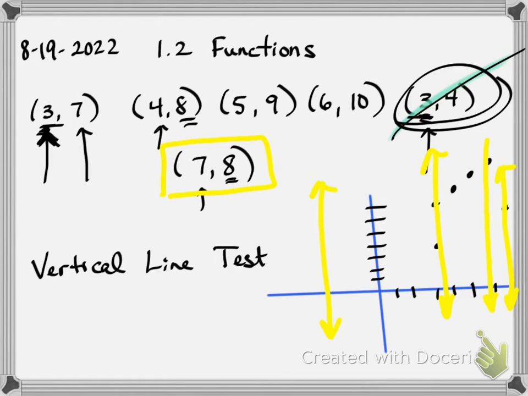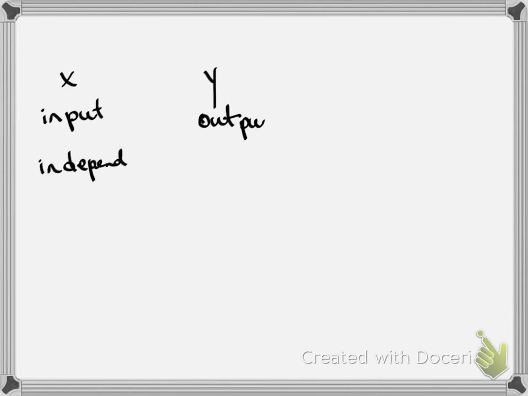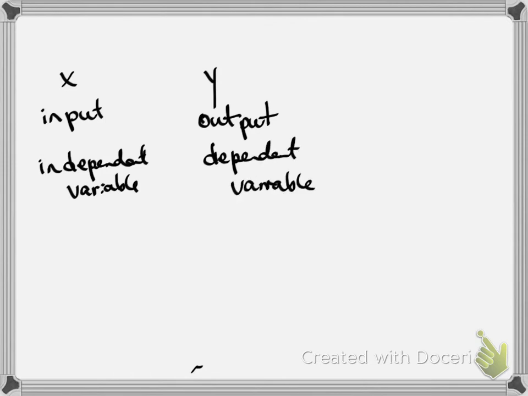So we have a lot of terminology that's important with functions. We have the x value and the y value. The x is sometimes called the input. Y is sometimes called the output. X is the independent variable. Y is the dependent variable. X gives you the domain values. Y gives you the range values.